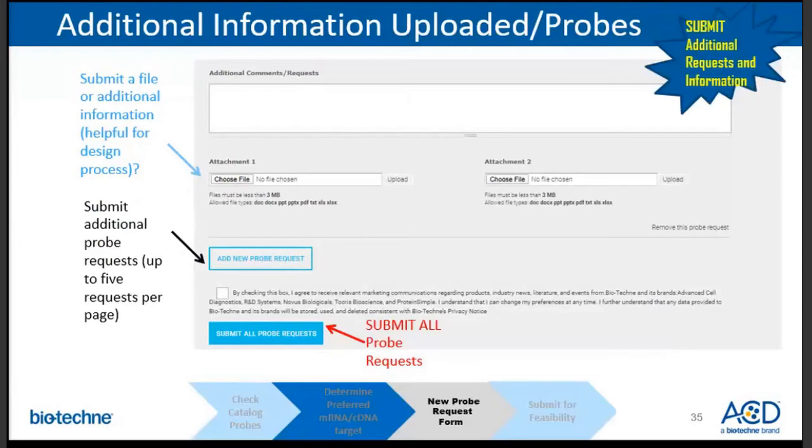So now that we've discussed checking our catalog probes and also determining what region or what target you would like to submit to request, and now the new probe request, we'll get started on some of the examples.